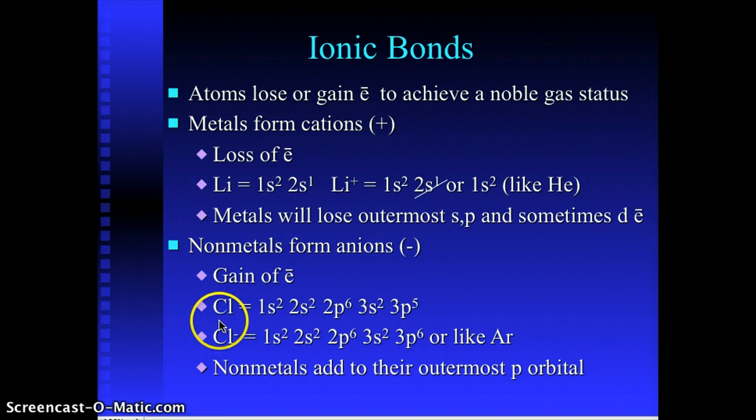An example will be chlorine. Chlorine's valence shell, we've got 3s2, 3p5. Again, valence is the outermost shell. By just gaining one more electron, now it's become 3s2, 3p6, and that is the same as argon. So now it is stable. Nonmetals add to their outermost p orbital to become stable like a noble gas. Again, feel free to pause if you haven't finished writing or want to rehear.